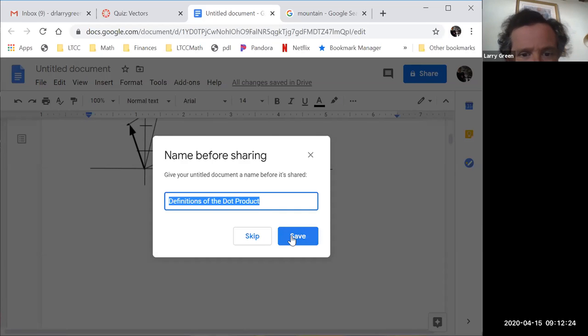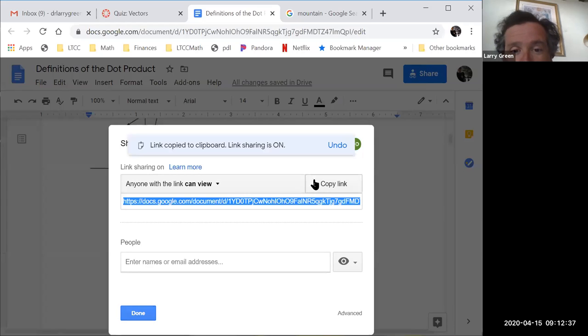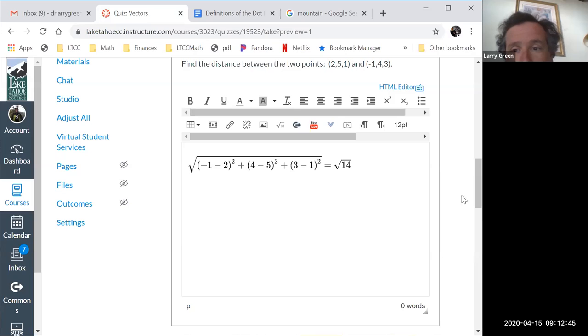And yeah, sure, I'll save it as that. And can view. Wait a minute, get shareable link. So if you're using Google Docs, this is the easiest way. And then anyone can view, copy link. So if you're going to do a Google Doc, it's really simple.